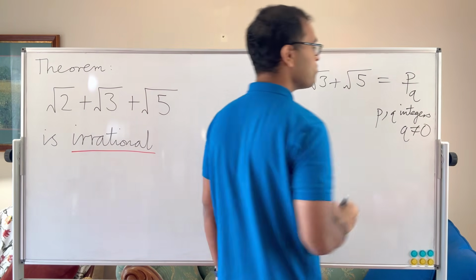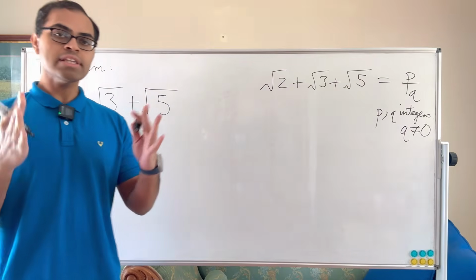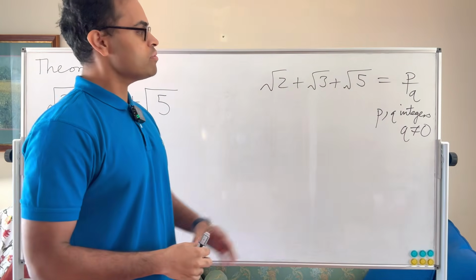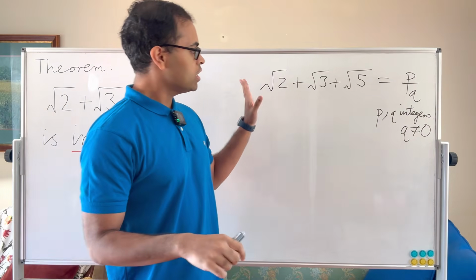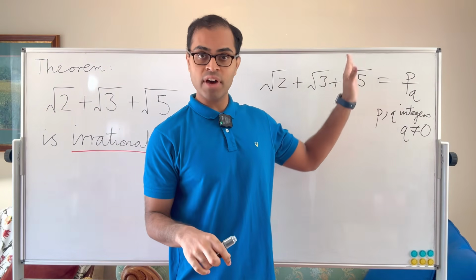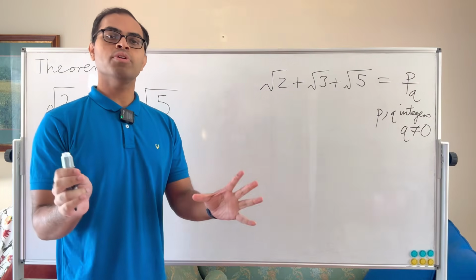to 0. We cannot find a pair of integers, and this looks like a difficult proof because if you think about it, we have to show there is no pair of integers p and q. You have to show nothing is possible that expresses root 2 plus root 3 plus root 5 as such a ratio. So how are we going to approach this?